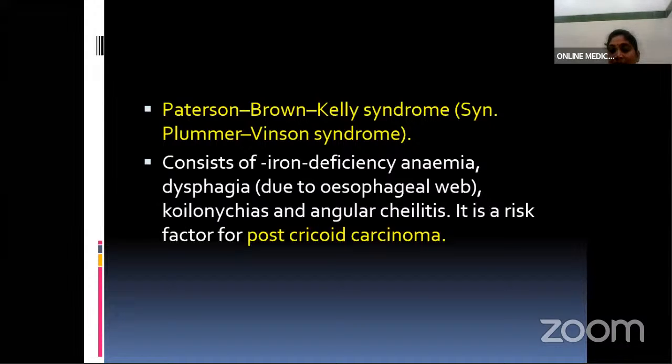It consists of iron deficiency anemia. The patient may present with iron deficiency anemia and dysphagia. Especially they will come to the ENT department for dysphagia, difficulty in swallowing. Koilonychia. Koilonychia means there is a spoon-shaped nail in the toe or in the fingers. And angular cheilitis, there is a lesion in the angle of the mouth. So these all form Plummer-Vinson syndrome.